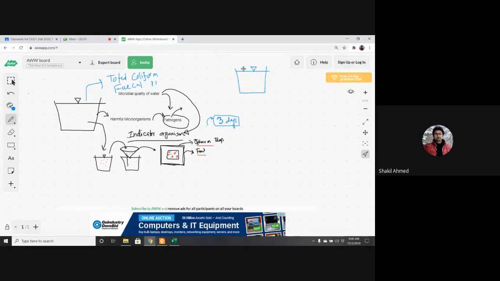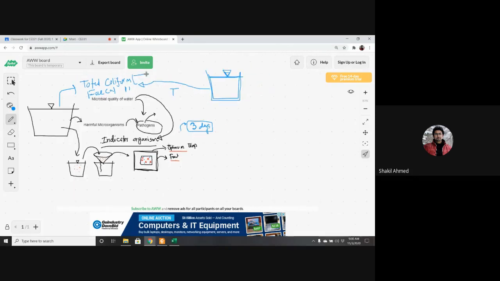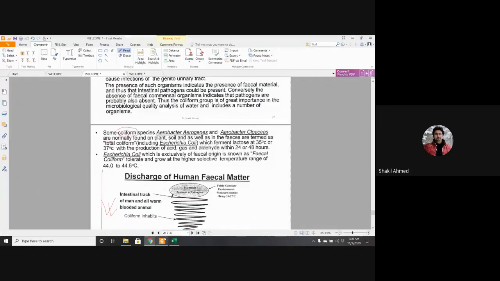When you go to the lab, for example our lab, and want to ask whether this water has any pathogen or not, then you have to ask for the test for TC and FC, total coliform and fecal coliform. This is called TC, and this is called FC.